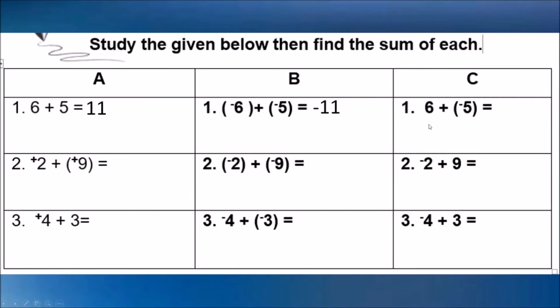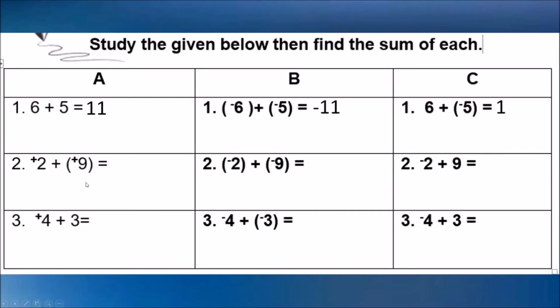And column C, number 1, 6 plus negative 5. Magkaiba, isusubtract natin 6 minus 5 ay 1. At ang sign niya, ang sign ng 6 ay positive, kaya ang sagot at ang sum ng 6 and negative 5 is equal to positive 1.